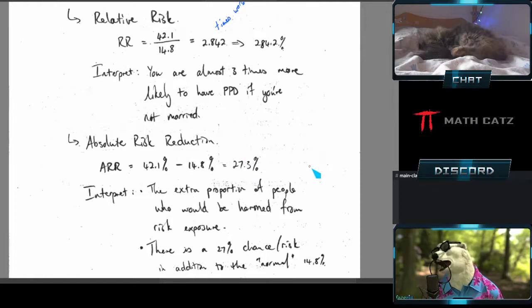27.3 chance. In addition to the baseline risk that you would be exposed to anyway in terms of marital status. So in addition to the quote unquote normal 14.8% chance, because there's still a chance, you're not avoiding this completely, there's a 27%-ish chance. Or 27% of the people on top of the normal 14.8 is at risk by not being married. So what is confusing here in general is that we have so many different numbers to essentially say the same thing.